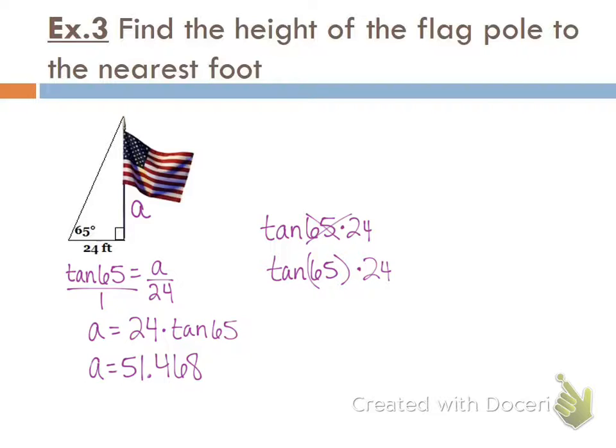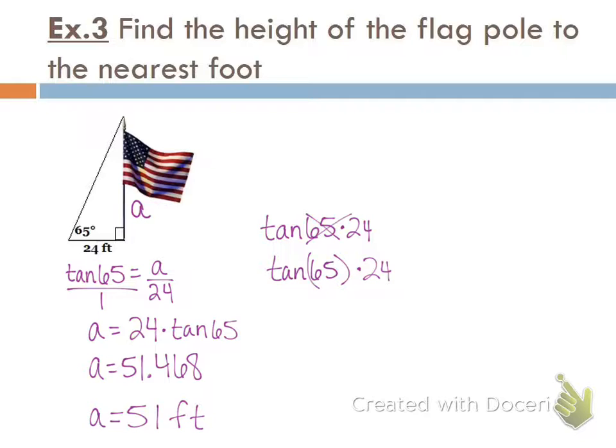Careful. 51. Why is it 51? Okay, it's followed by a 4. Don't round it to the tenth and then round it again. We are only rounding one time, and it says to the nearest foot, so it's got to be 51 feet.